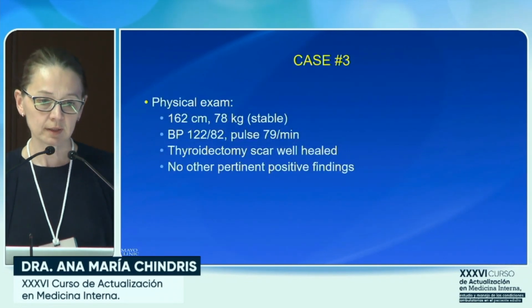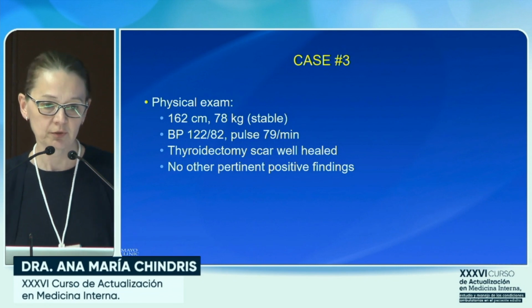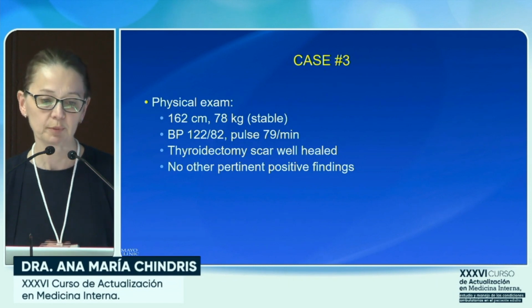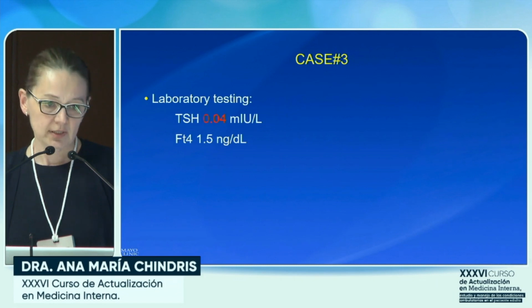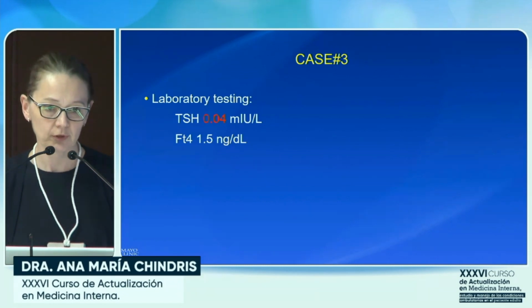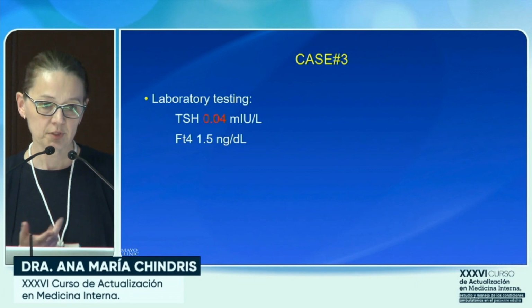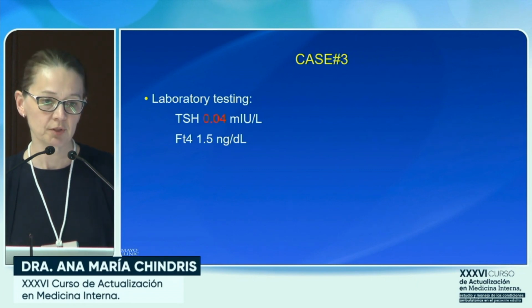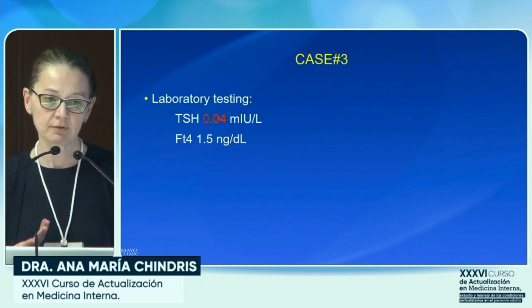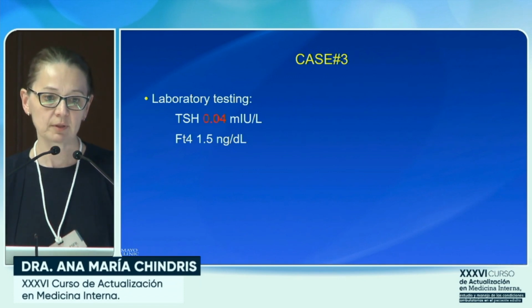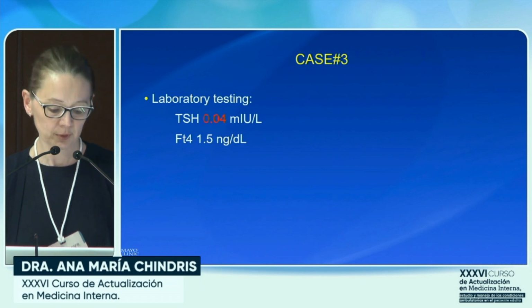Her physical exam, again, was unremarkable from an endocrine standpoint. She only had the thyroidectomy scar, which was well healed, but no other pertinent positives. Her TSH was suppressed, 0.04, with a free T4 at 1.5. And I'm just going to take this opportunity to mention that when patients take combinations of T4 and T3, the free T4 and the T3 measurements are really not that informative because the ratios are very rarely similar to normal.